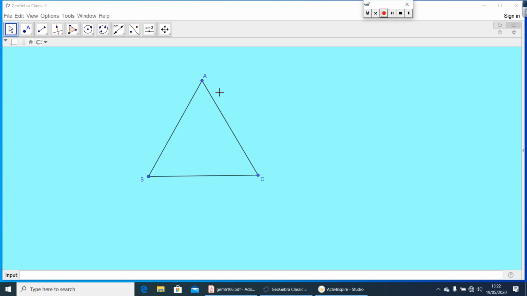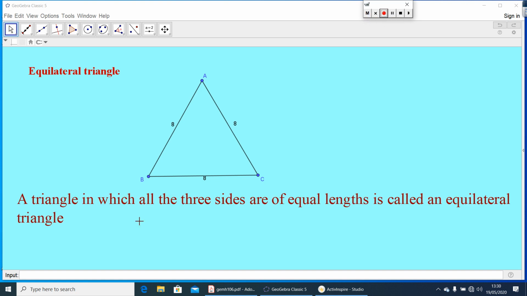Here you have a triangle ABC. Now let me measure the angles. Here AB is equal to 8 units, BC also 8 units, AC also 8 units. That means all sides are equal. Such triangles we can call an equilateral triangle. So we can define an equilateral triangle as a triangle in which all the three sides are of equal length.